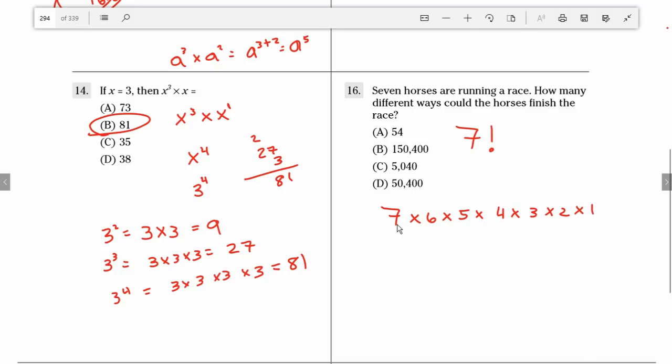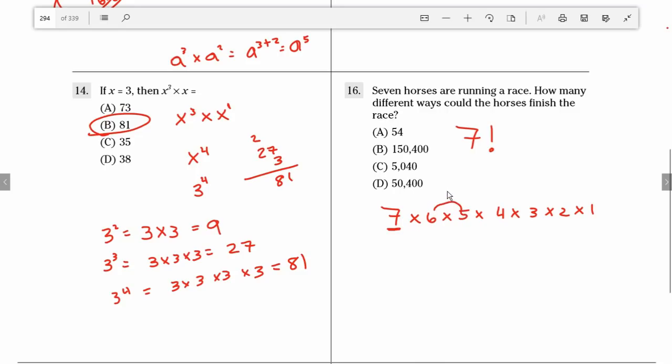Okay? Basically this says the first time you arrange the horses in 7 different ways, there are 7 available options. After that, you have 6 different ways you can arrange the winnings, 5 different ways, 4 different ways, 3 different ways, 2 different ways, and then 1 different way. Okay? Let's go ahead and work this out.